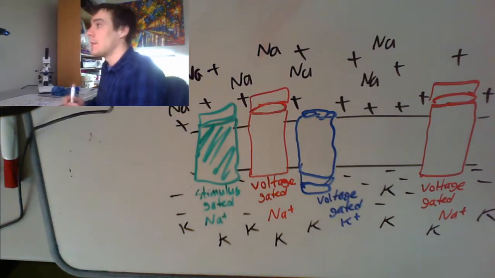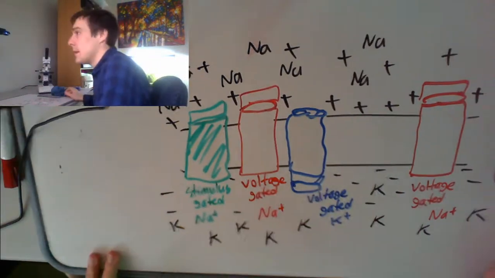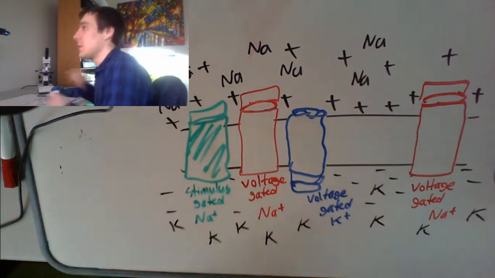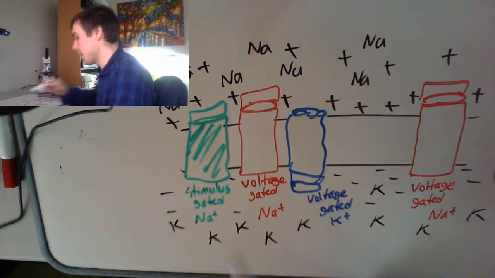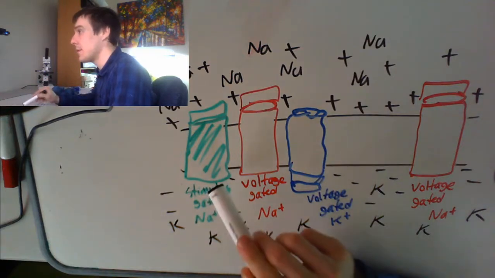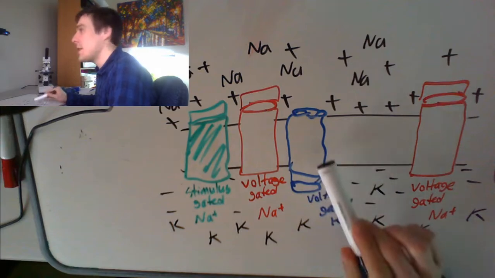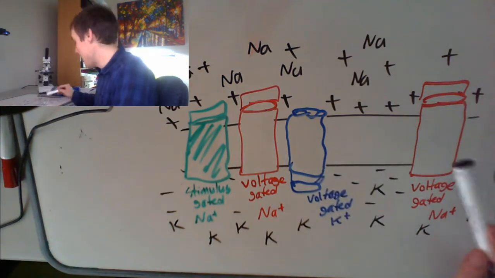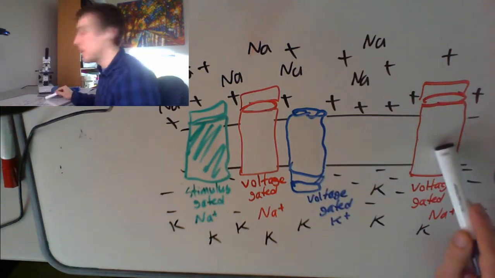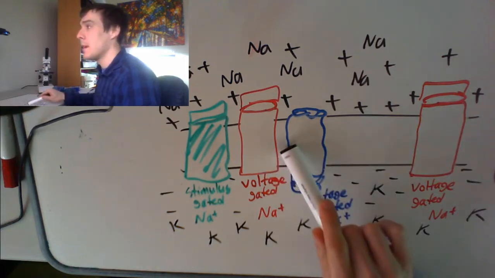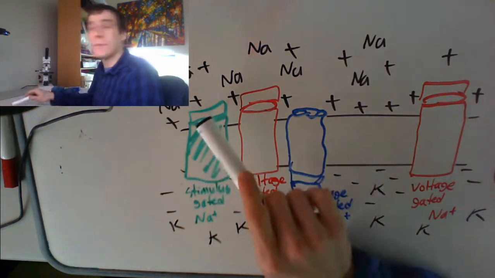Okay, so I'm over here on the whiteboard, and I've drawn a little diagram of a normal neuron at rest. And we've got 3 channels. We've got the stimulus-gated sodium channel. We've got the voltage-gated sodium channel, the voltage-gated potassium channel, and another voltage-gated sodium channel. So it's the same as this one. And right now they're all closed.